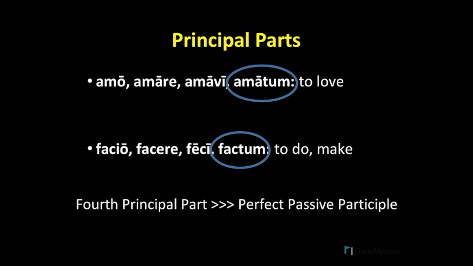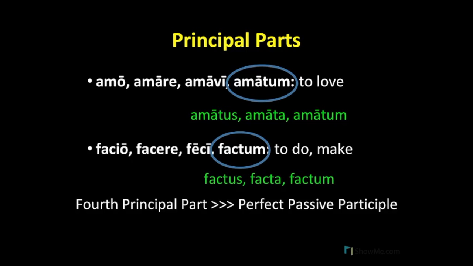Now, remember that the perfect participle is an adjective, and specifically a first and second declension adjective. So from our first example verb here, we'll take amatum and give it the endings -us, and we have amatus, amata, amatum. From our second example verb on this slide, we'll take factum and give it the same adjective endings, -us, and we have factus, facta, factum.